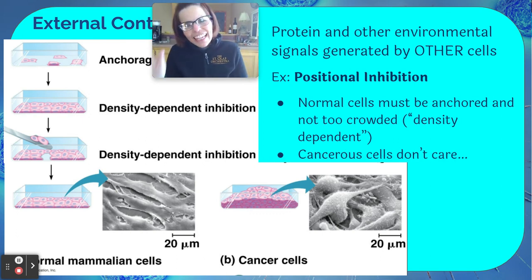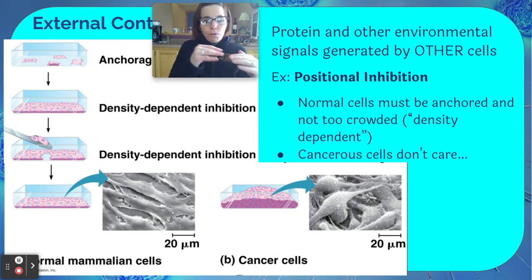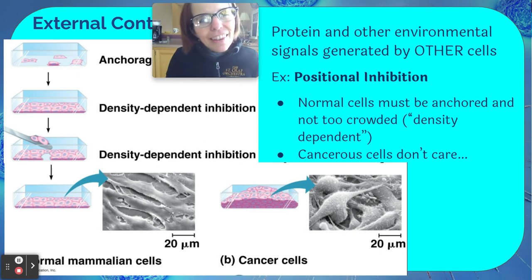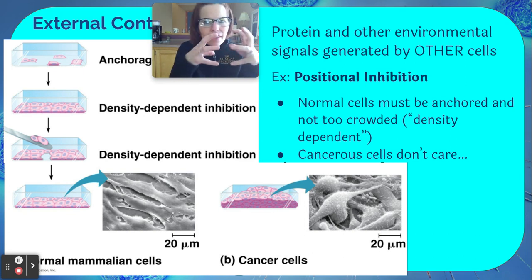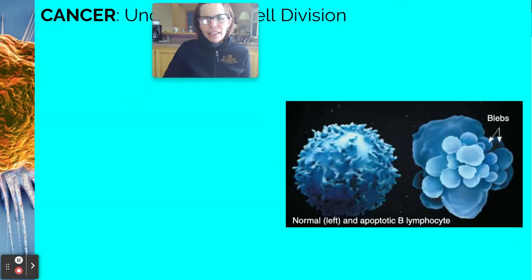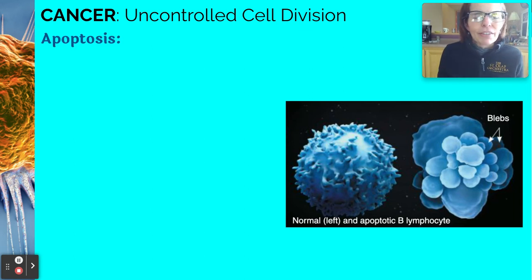And then they know, okay, positional inhibition, stop dividing, don't keep dividing. Well, here's the weird thing. Cancer cells don't have that. They don't have positional inhibition. So if you put cancer cells into a dish, not only do they fill the dish horizontally, but vertically also, and they pile on top of each other, and they form a tumor. That's what a tumor is: too many cells piling on top of each other. They lack positional inhibition.